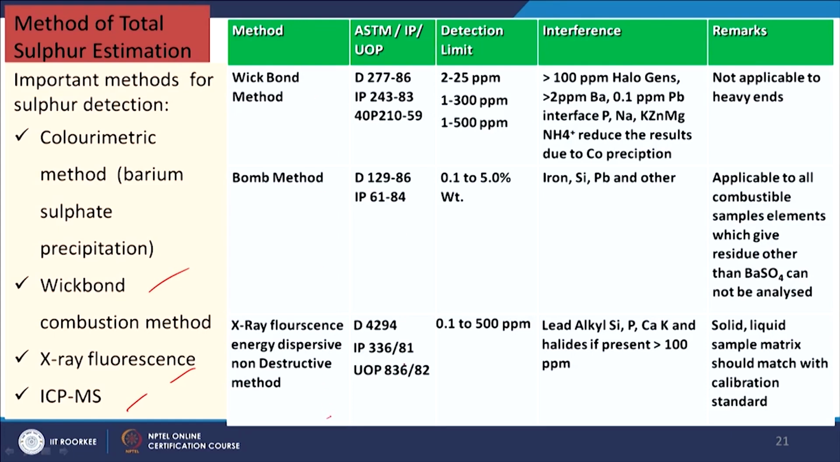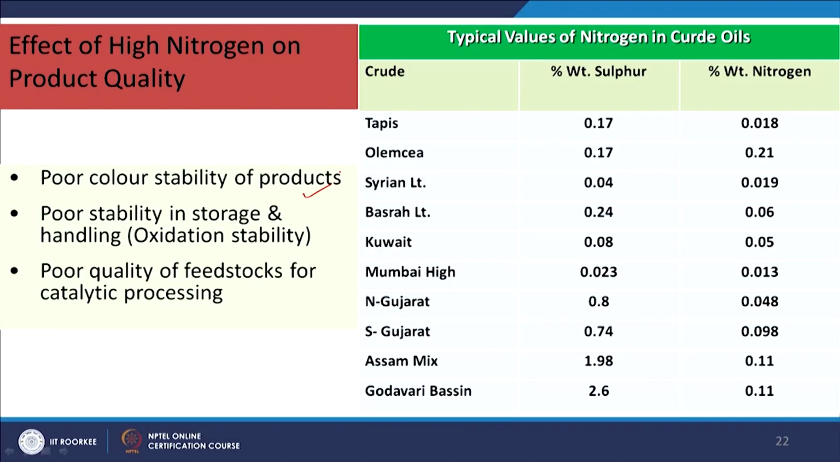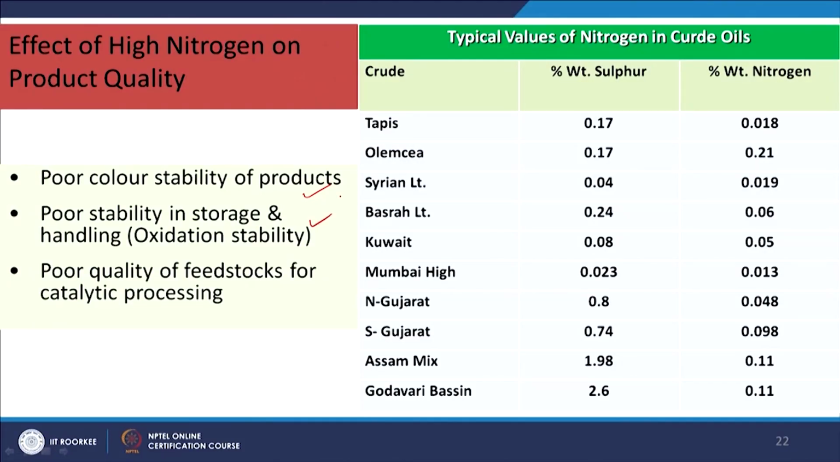These are the test numbers, these are the detection limits, and these are some interferences, the compounds or elements which can interfere with the detection. So, for nitrogen, it gives poor color stability of products, poor stability in storage and handling also, and poor quality of feedstocks for catalytic processing. So, removal of nitrogen is important and required.